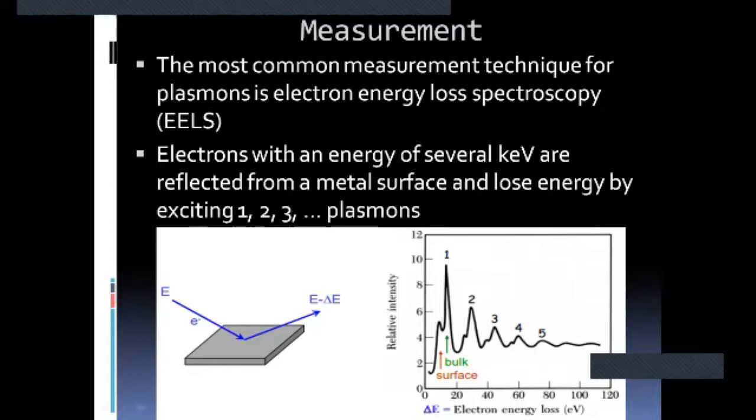So there is a plot which is the result of spectroscopy, and this plot is between relative intensity and the energy loss of the electron. So here the larger peak is from the bulk plasmons and the smaller peak is from surface plasmons.